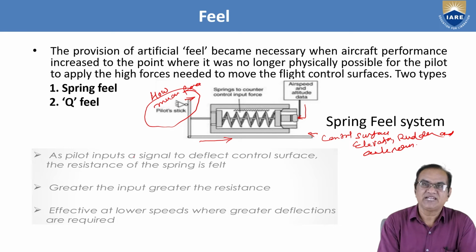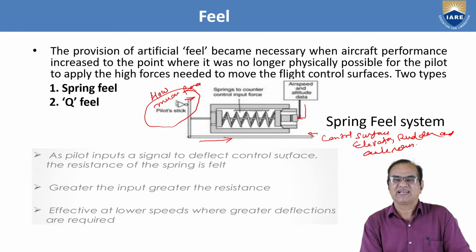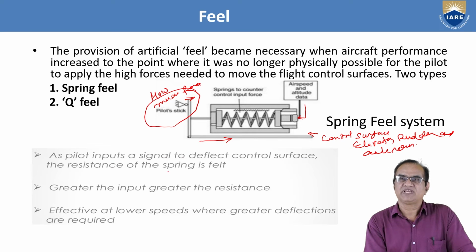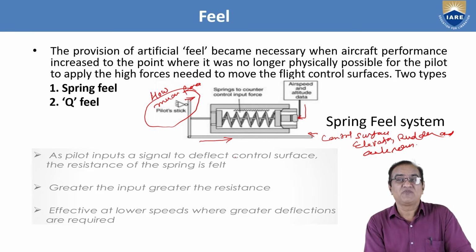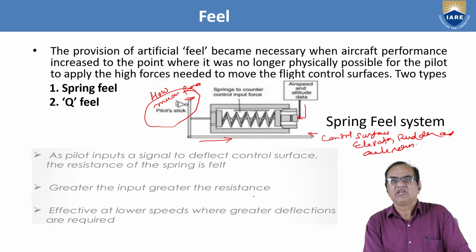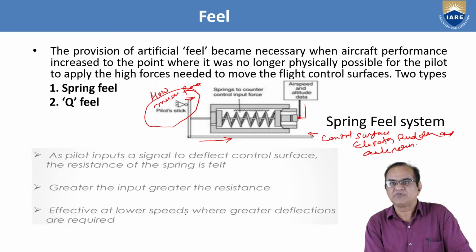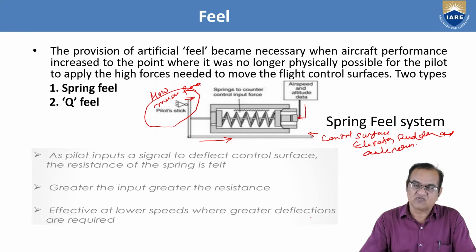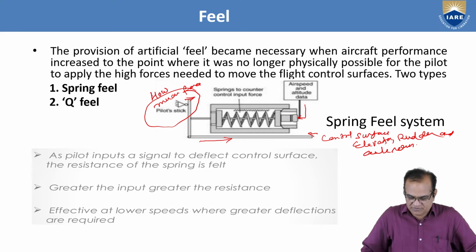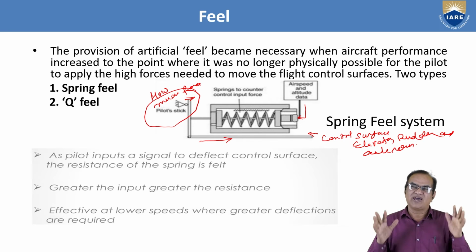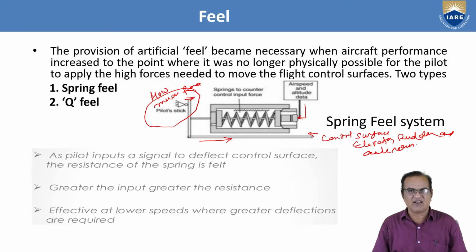So as the pilot inputs a signal to deflect the control surface, the resistance of the spring is felt. So this spring will give the resistance. Greater the input, greater the resistance. So how much input is given, that much resistance the pilot has to feel. Effective at lower speeds where greater deflections are required. So this type of system is very useful for a low speed aircraft, not for a high speed aircraft. For high speed aircraft we need another type of system. That type of system I am going to discuss in my next slide.